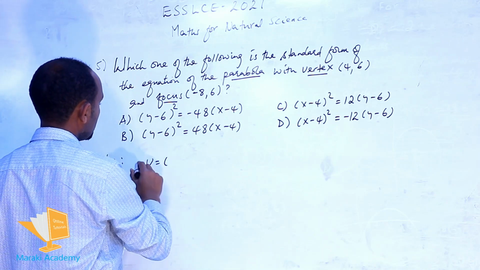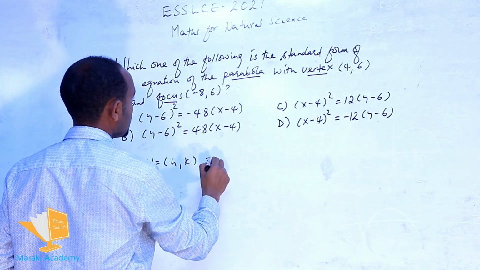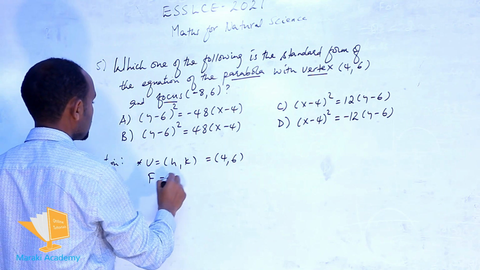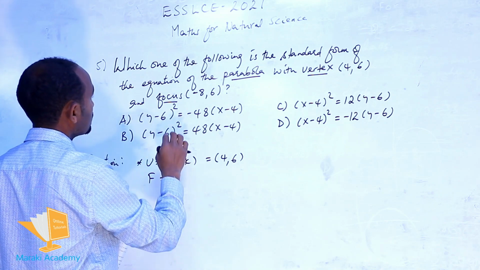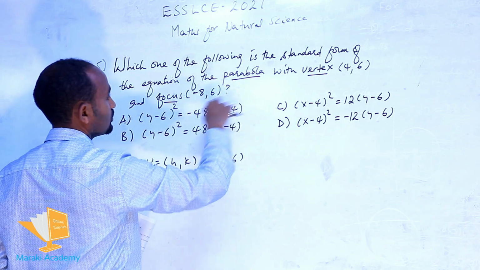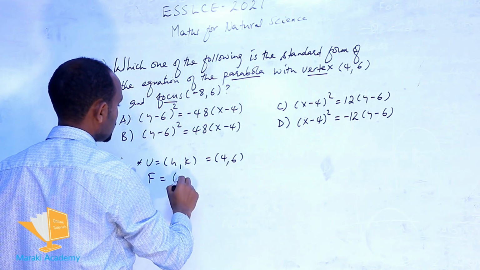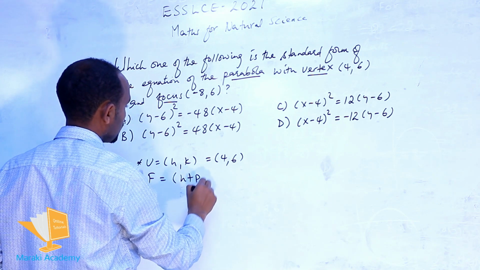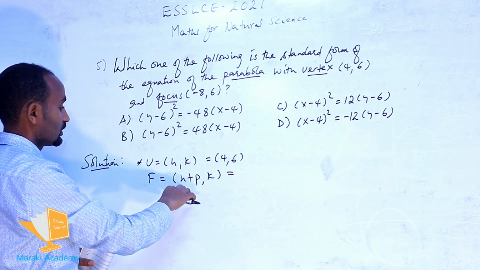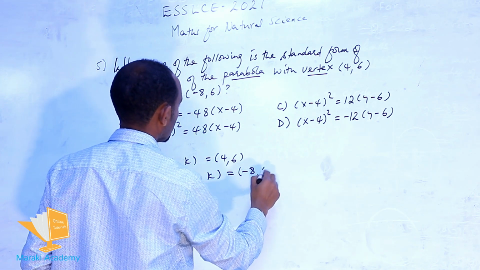v, which is usually given by h comma k, which in this case is 4,6, okay, and the focus f, which is given by -8, 6. So you see that the y coordinate remains the same, okay. So h plus p comma k. I will explain why this is h plus p, which is -8, 6.